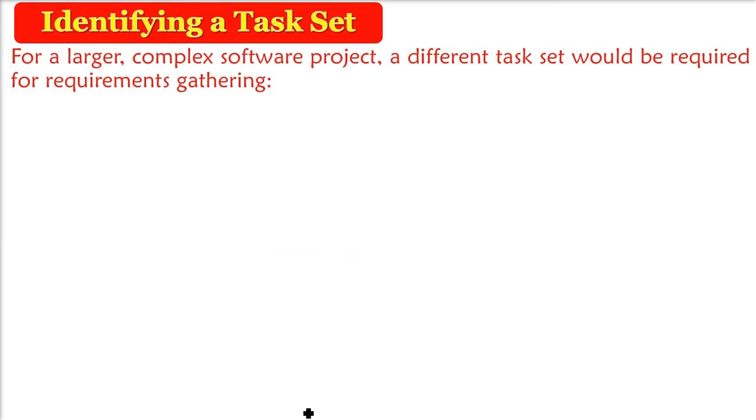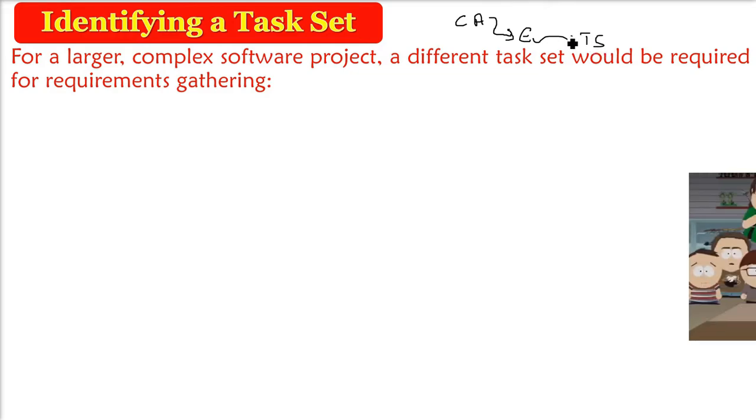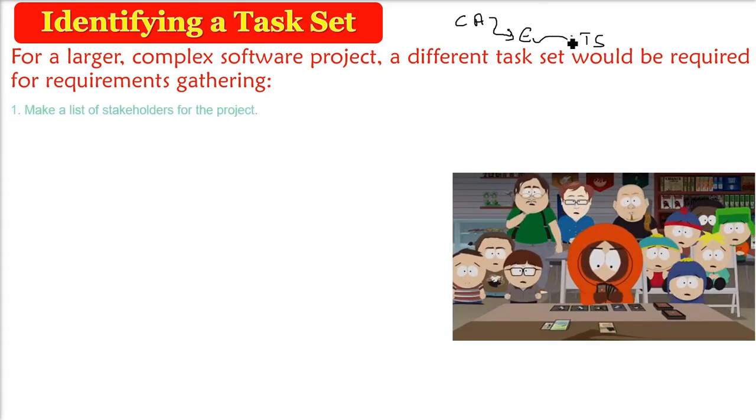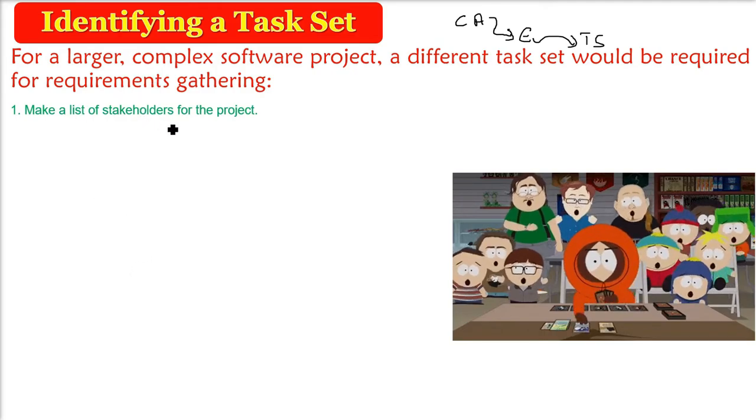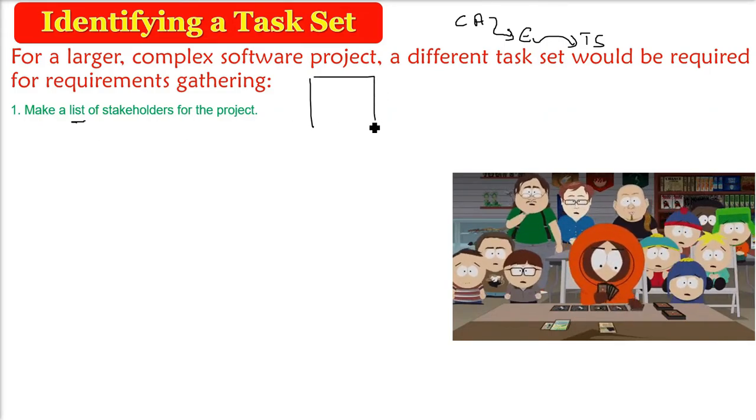But if you go to a larger or a complex software project, we just talked about a simple small project. But when we are talking about a complex software project, what are the different tasks? Because in communication activity, there will be an elicitation action, and in order to fulfill this elicitation action, we need certain tasks. Same thing for the larger or complex project. For that, what do you have to do? First, you have to make a list of stakeholders. All the stakeholders. There will be many stakeholders, not as in the small project. There will be multiple stakeholders.